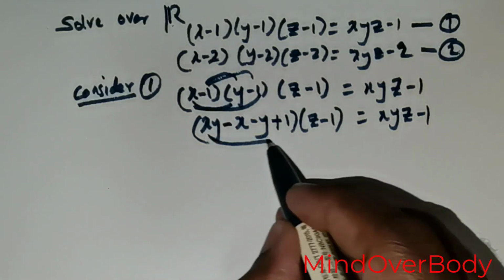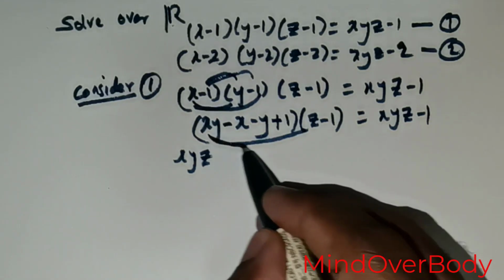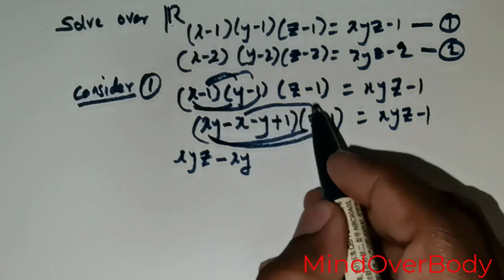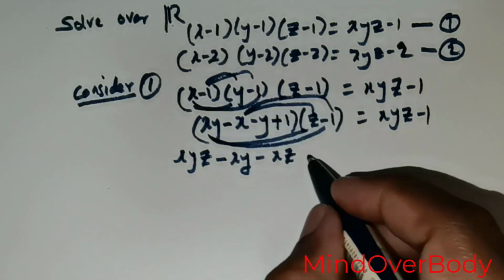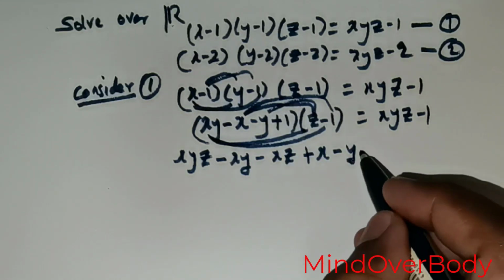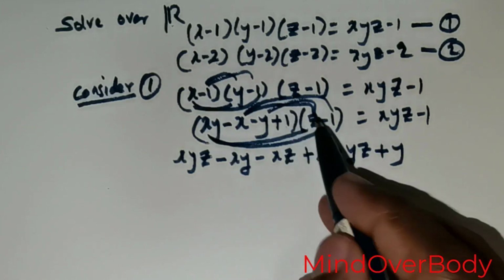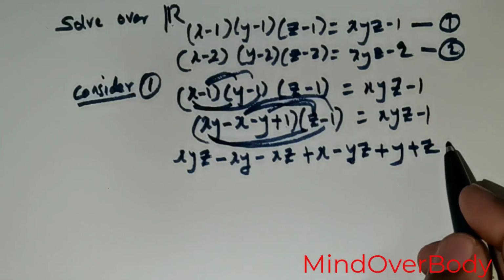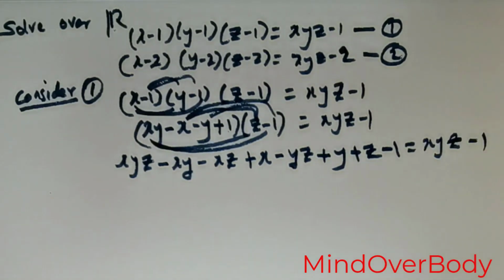So this is going to be xy into z, and then xy into negative 1, so negative xy, and then negative x into z, negative xz, and negative x into negative 1, positive x, then negative y into z is negative yz, and negative y into negative 1 is positive y, then 1 into z, and then 1 into negative 1, that's going to give me negative 1. On the right side it's xyz − 1.